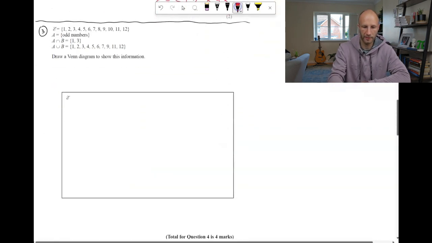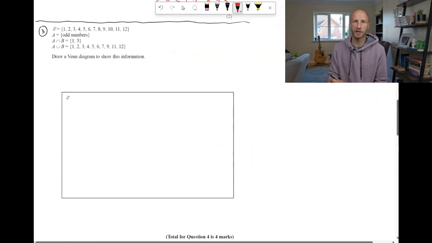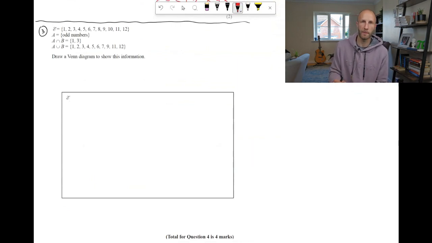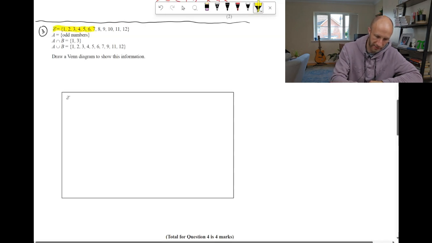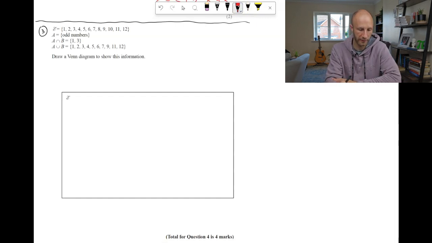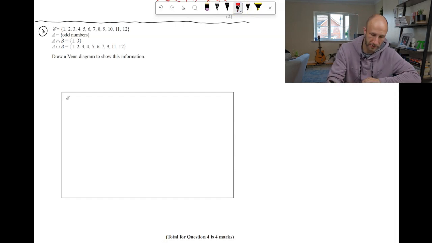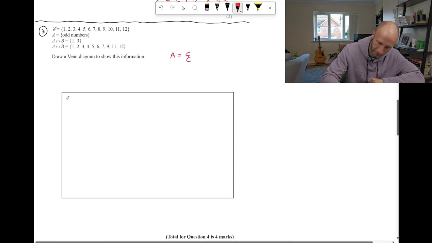Okay, question 3. Again, this is drawing a Venn diagram. You can pause the video, write it out and have a go if you want. Okay, so the universal set is defined as 1 to 12 inclusive. So all the numbers in the question will be 1, 2, 3, 4, 5, 6, 7, 8, 9, 10, 11 and 12. A is the odd numbers. So you might want to write out that A equals the odd numbers from 1 to 12, so 1, 3, 5, 7, 9 and 11.